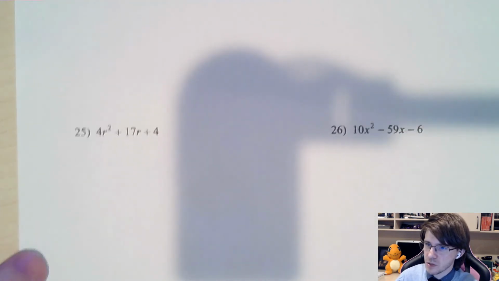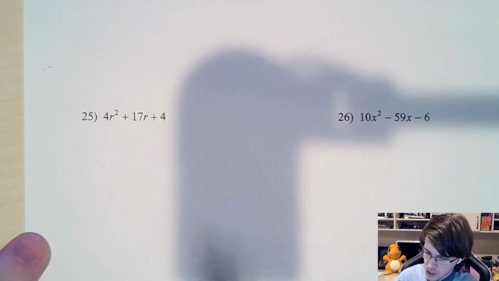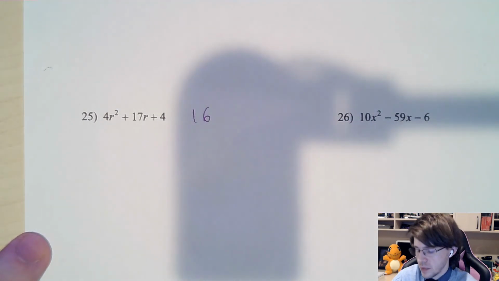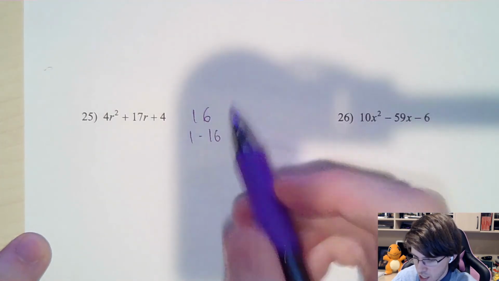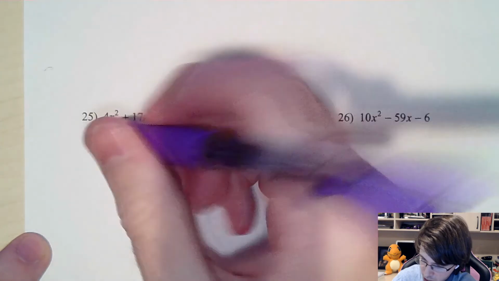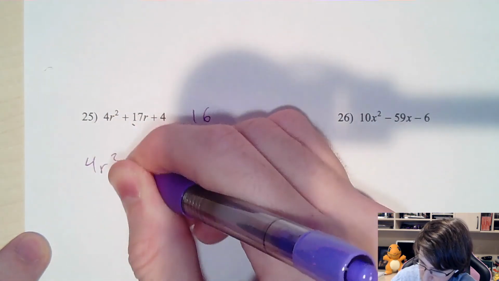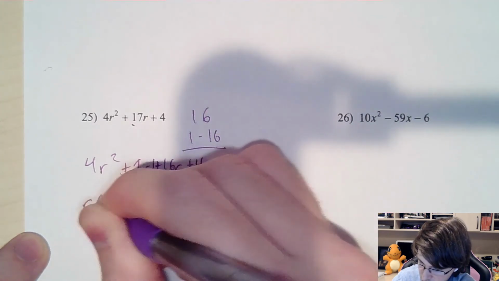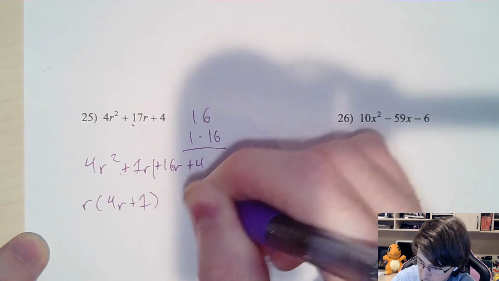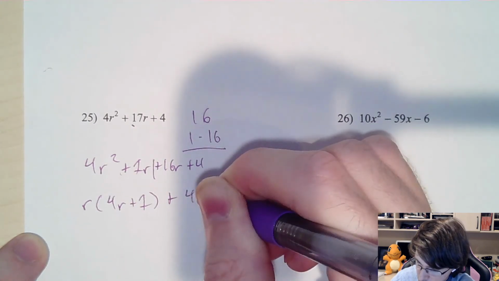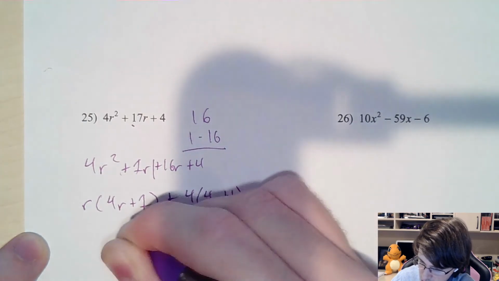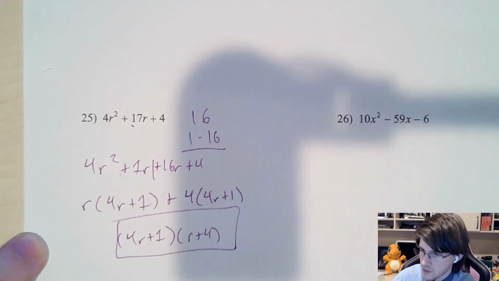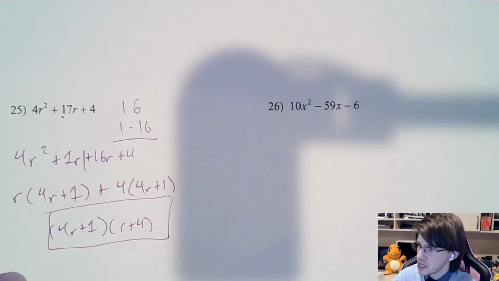Here we go. Number 25. So number 25, this one's going to be nice and fast, and here's why it's fast. 4 times 4 right away is 16. And 1 times 16 is the very first one, adds to 17 right away. So we got 4r squared plus 1r plus 16r plus 4. Divide down the center, only an r comes out. 4r plus 1, plus 4 comes out of those two, and then 4r plus 1, and we got 4r plus 1 times r plus 4. Very nice. Good stuff.